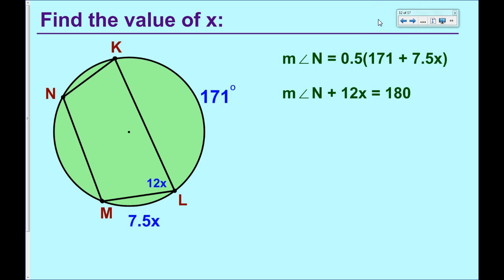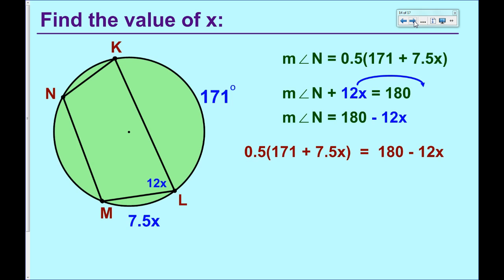They also have an x in them, so you have two equations and two unknowns, which means you need to solve a system of equations, which is best done by substitution. In this case, they both have the measure of angle n sticking out, so we could just move 12x over here, and now we've got the measure of angle n equals this, and the measure of n equals that. That means we can set those two expressions equal to each other and go at it.